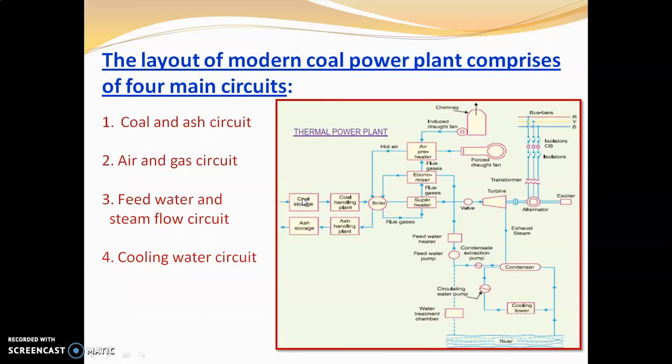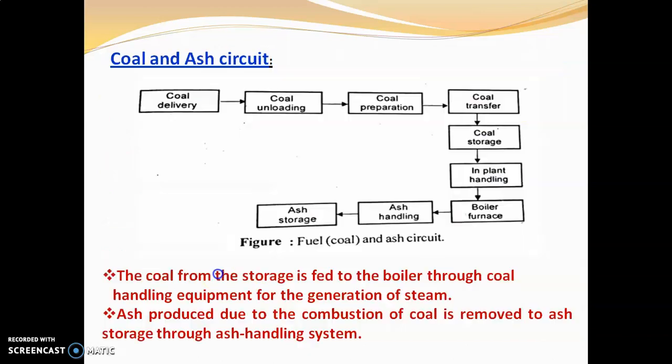Now we are going to discuss the layout of modern power plants and the different circuits. The coal power plant comprises four main circuits. They are the coal and ash circuit, air and gas circuit, feed water and steam circuit, and cooling water circuit. These are the four main circuits used in coal power plants. Let us discuss them one by one.